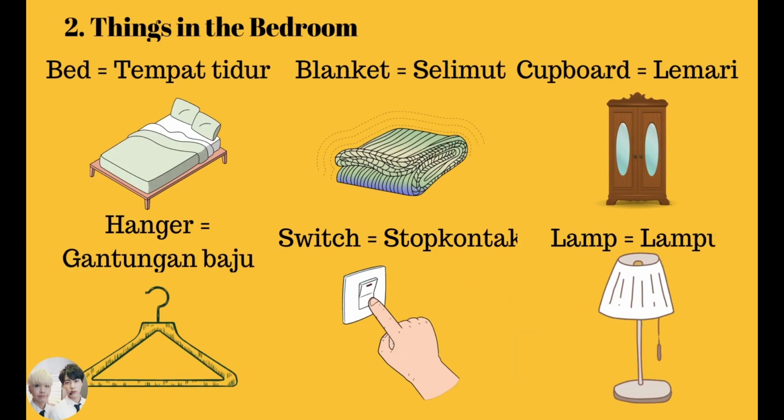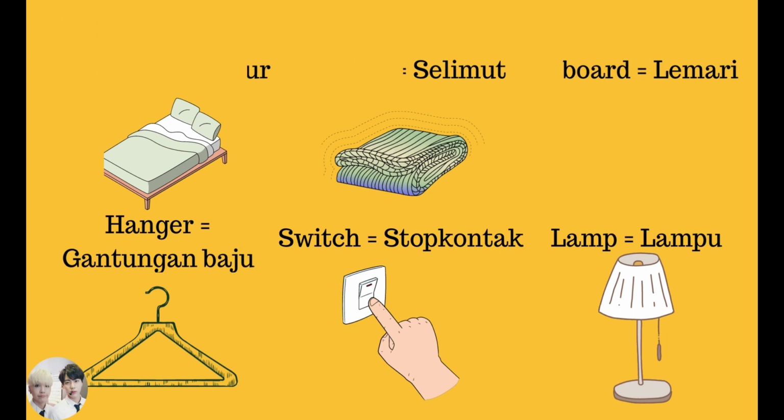The second one is things in the bedroom, atau benda-benda yang berada di kamar tidur. Yang pertama, bed, tempat tidur. Blanket, selimut. Cupboard, lemari. Hanger, gantungan baju. Switch, stop kontak. And lamp, lampu. Please repeat after me. Bed, blanket, cupboard, hanger, switch, lamp.